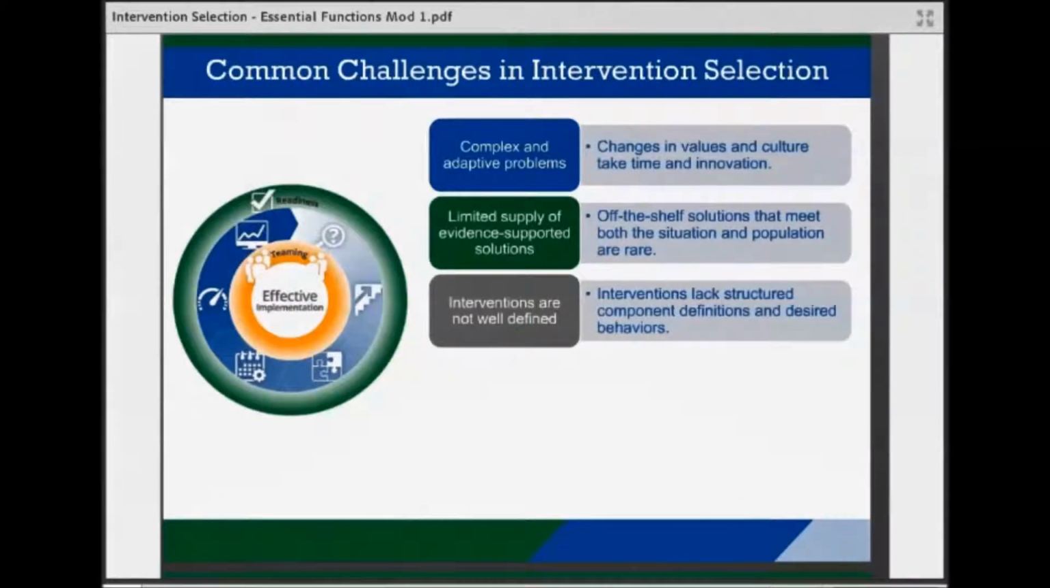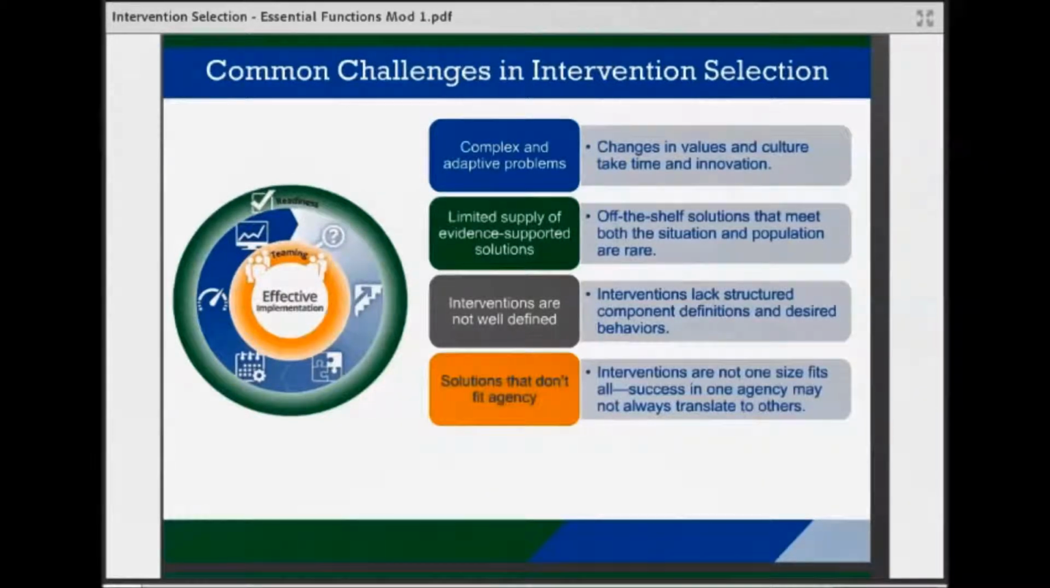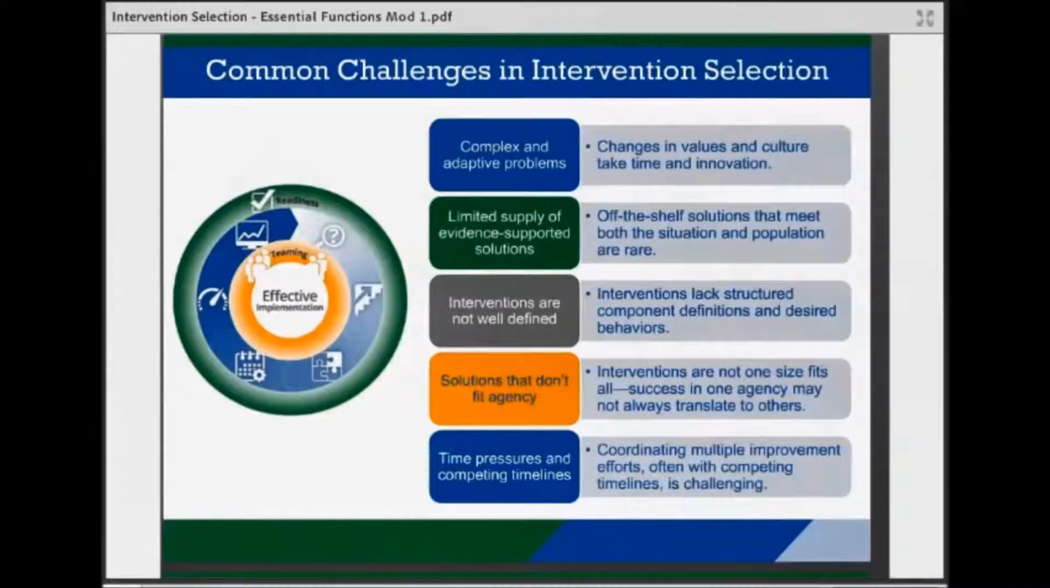Additionally, in order to replicate and evaluate an intervention, there must be well-defined core components and a common set of observable behaviors. Without a defined standard, it is hard for teams to identify whether an intervention will meet their need. Coordinating multiple improvement efforts, often with competing timelines, is challenging.